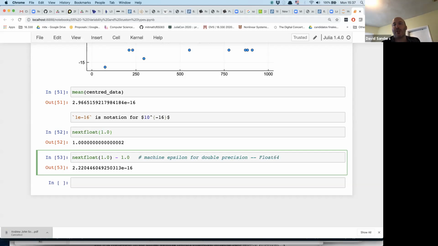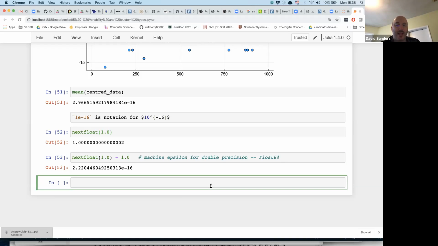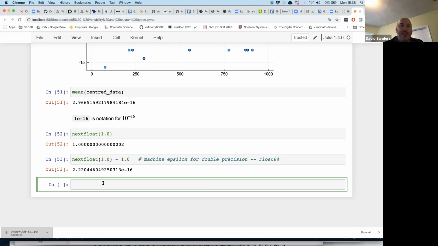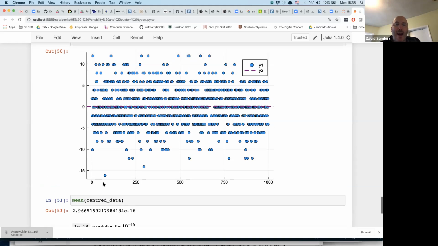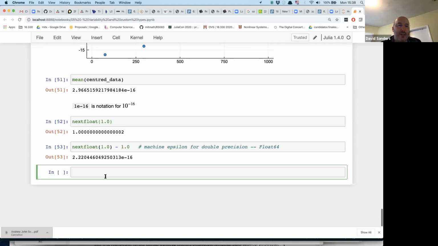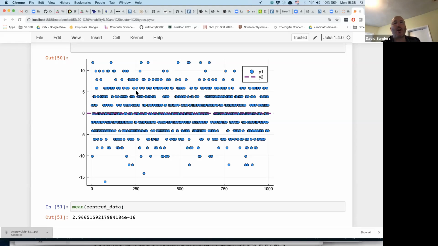The name double precision comes from a previous era when people mainly used 32-bit floating point numbers, and nowadays we usually use 64-bit floating point numbers. Except on GPUs, now everything's changed. Okay. So now we have our centered data. What can we do with the centered data? We want to find the average of the centered data, right? But I just did that and I get exactly 0. So that's no use. So what can we do instead?